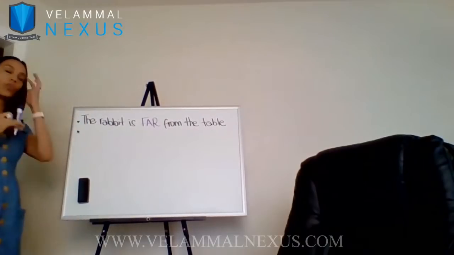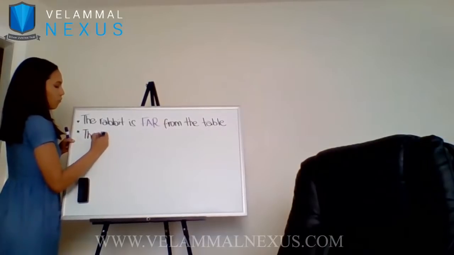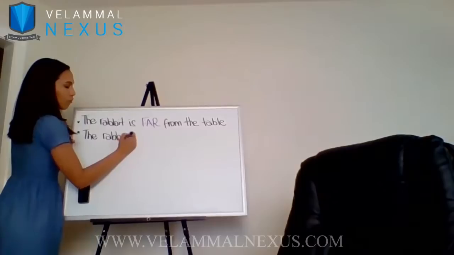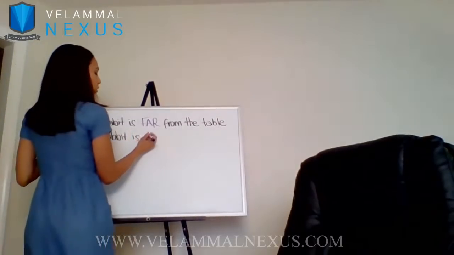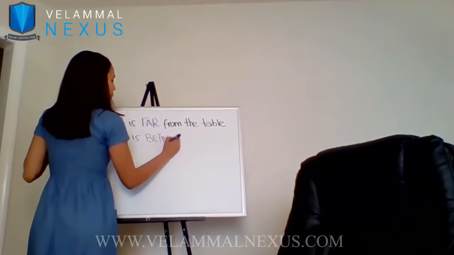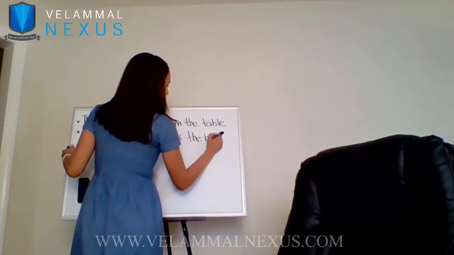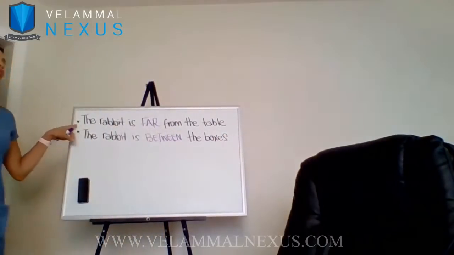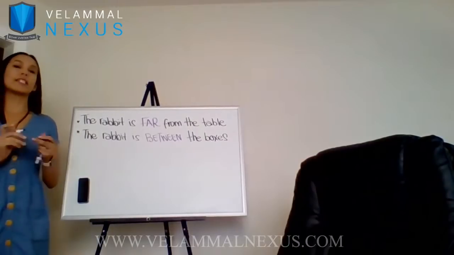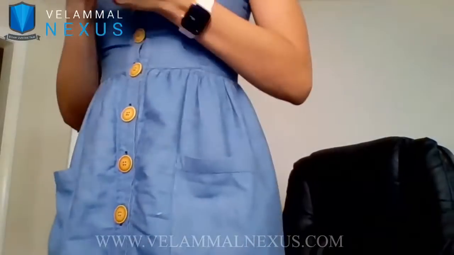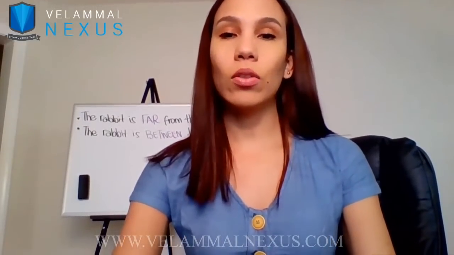And the next one is going to be the rabbit is between, and again, the preposition in a different color, just to make it easier to identify, and we had boxes. So the rabbit is far from the table and the rabbit is between the boxes. Thank you guys for helping me identify those two mistakes. Let's go back to the screen sharing. These are the prepositions we had to cover: in, on, behind, in front, near, far, between.